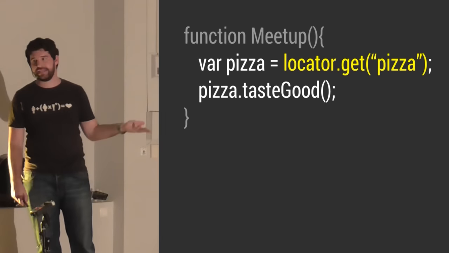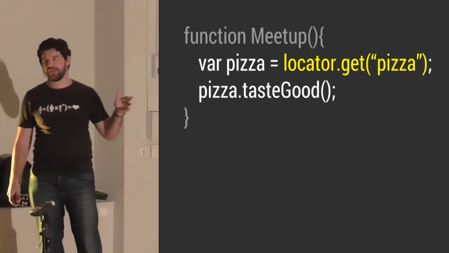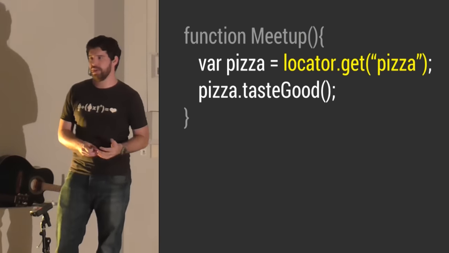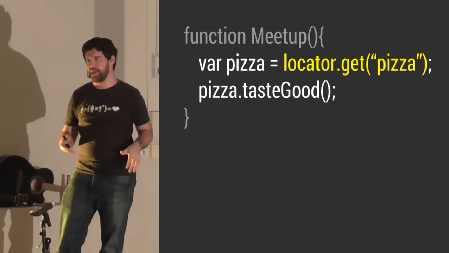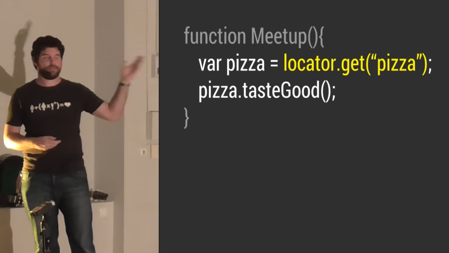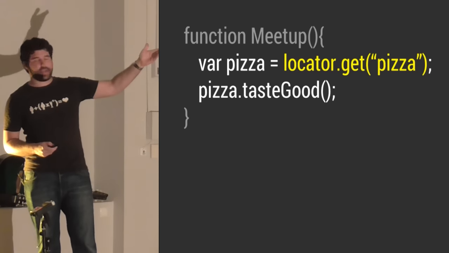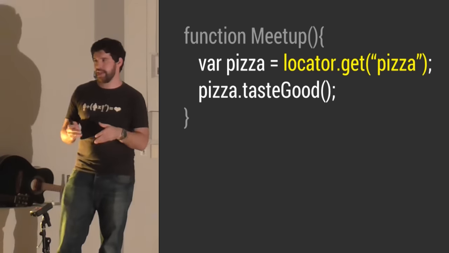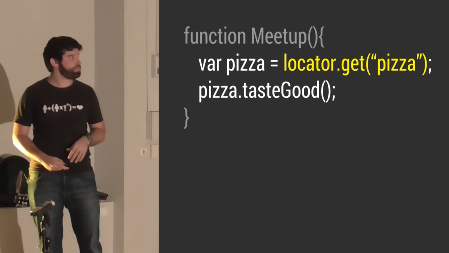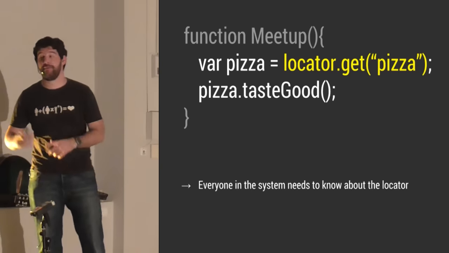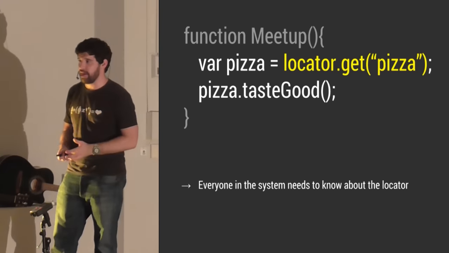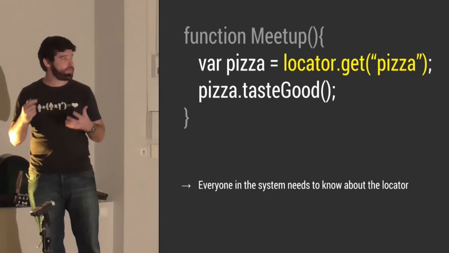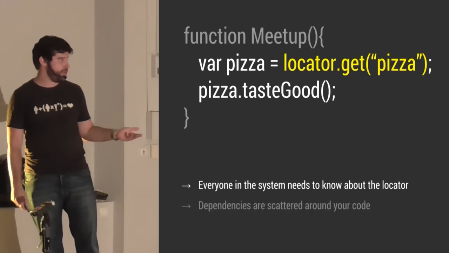Okay, so the second solution is to use what's called a service locator. So I need pizza, I just call the global object or something like that, and he fetches the pizza. It's a much better solution than the new class syntax. But every object in the system needs to know about the locator, and has this dependency on it.